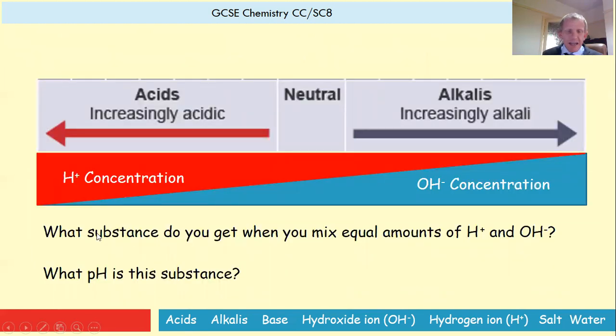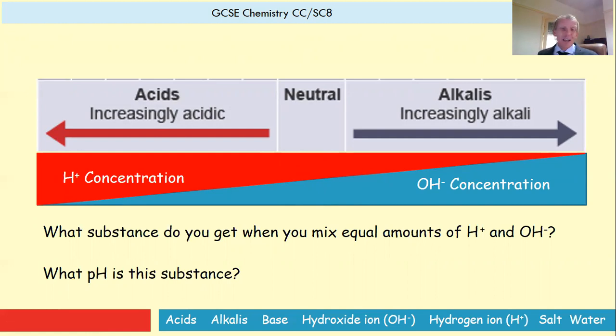Now, just to break that down a little bit, guys, as I've already explained to you, if something's got a large amount of hydrogen ions, a high concentration of hydrogen ions, it is acidic. And if it's got a high concentration of hydroxide ions, it is alkaline. Now, I'd like you to just pause the video and answer these two questions. Just think about what happens when you get an equal amount of hydrogen and hydroxide ions, and then what pH you think that substance may be. So pause the video, have a quick go at these two questions, and we'll go on after you've had a go.